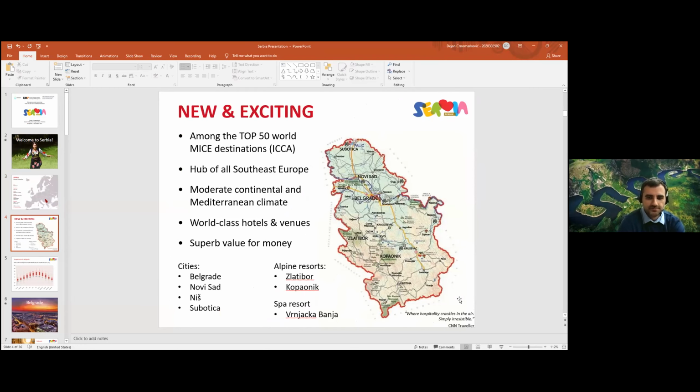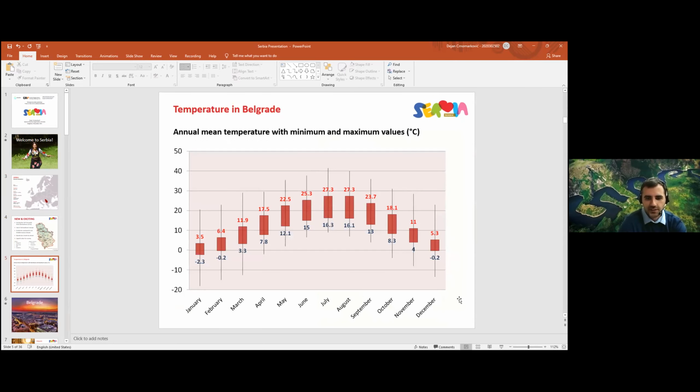This is the map of the country with some of the main destinations in terms of conferences. So we have cities, alpine resorts, and spa resorts. If you happen to be participating in any future live conferences, you might visit one of those destinations. The climate is, we have basically all four seasons, and right now it's raining in Belgrade, as it should be in autumn.